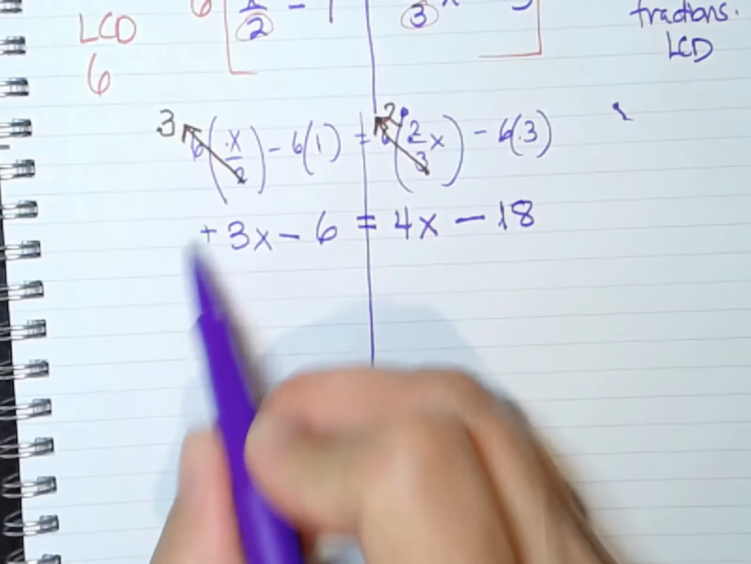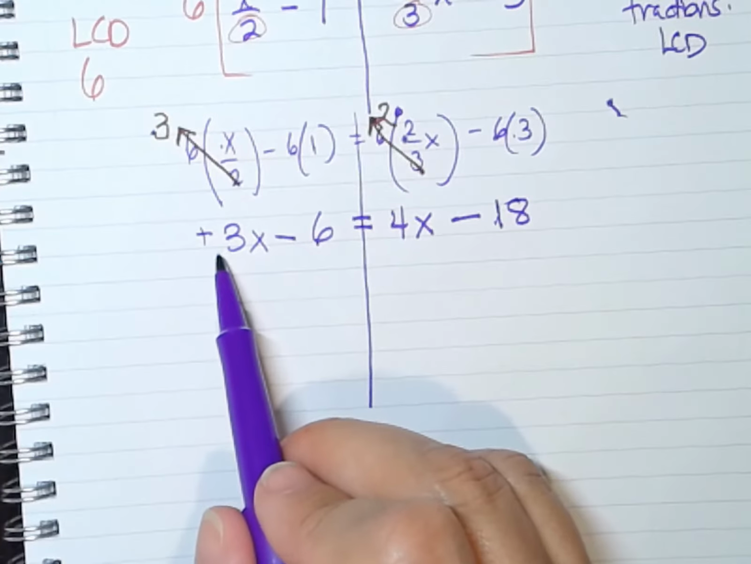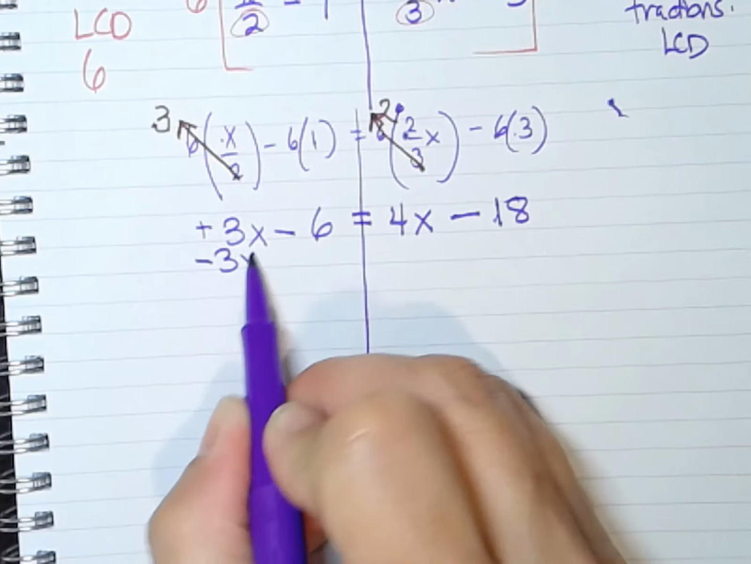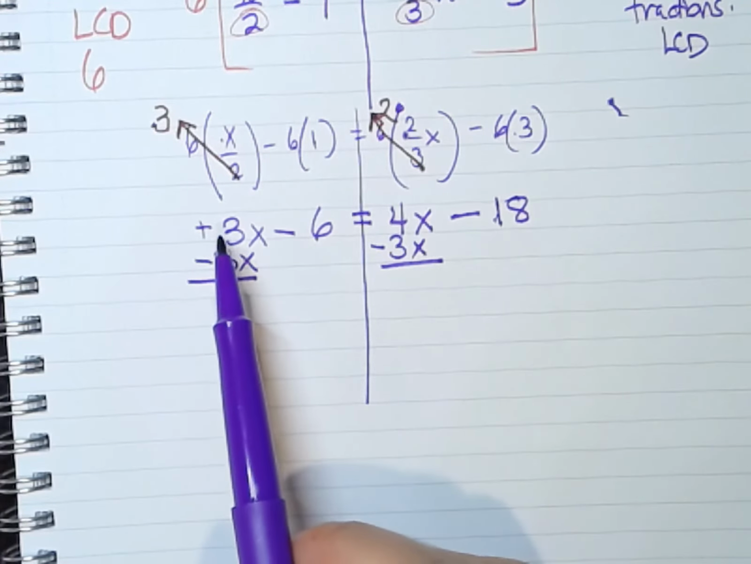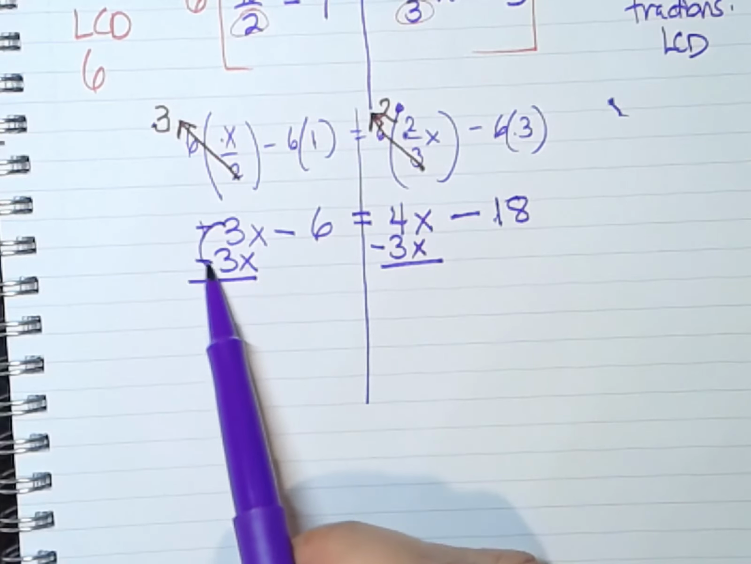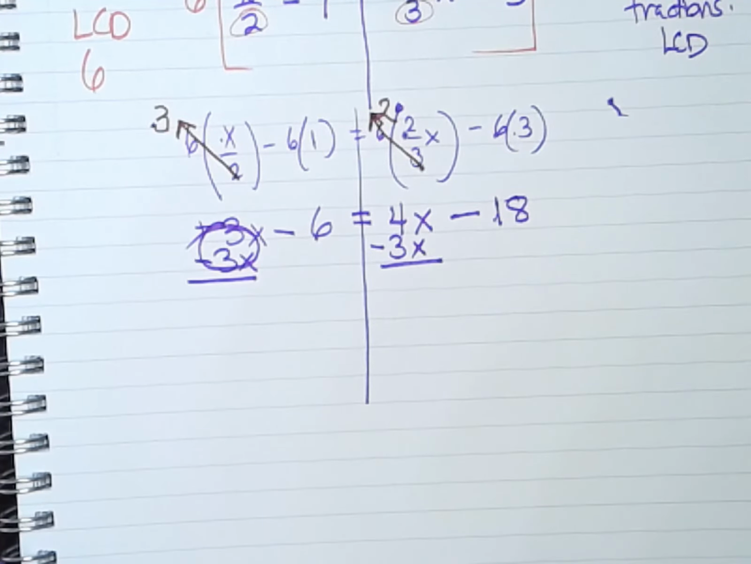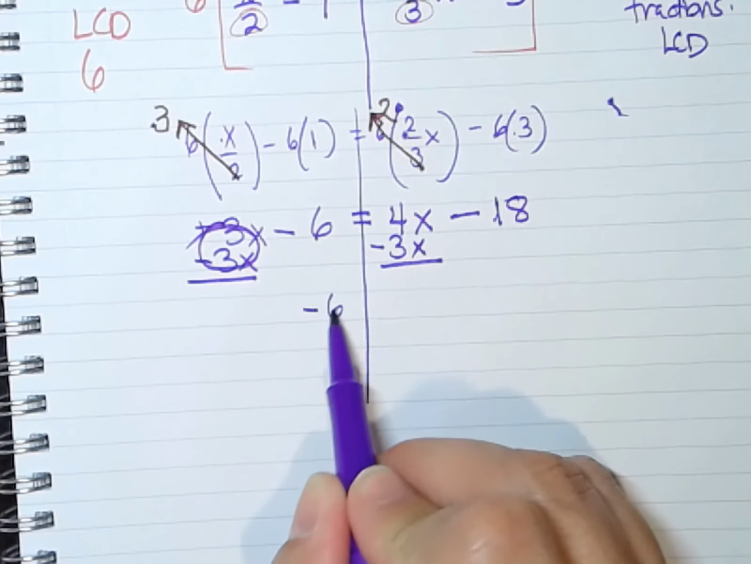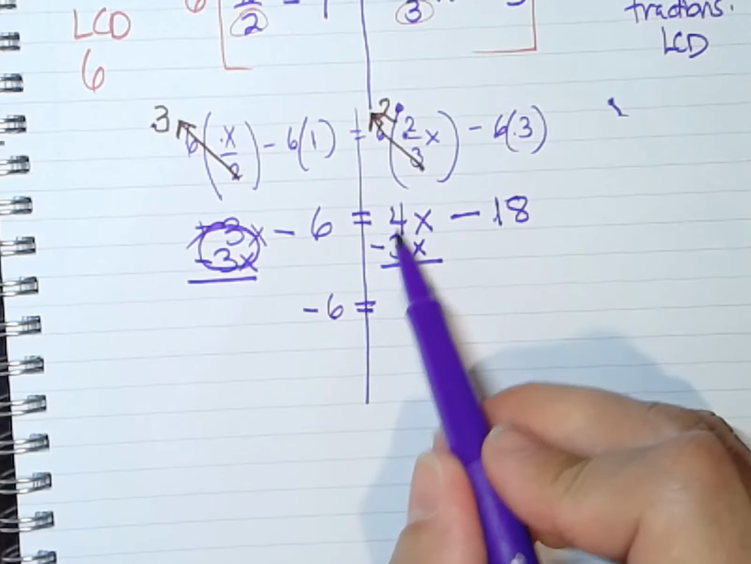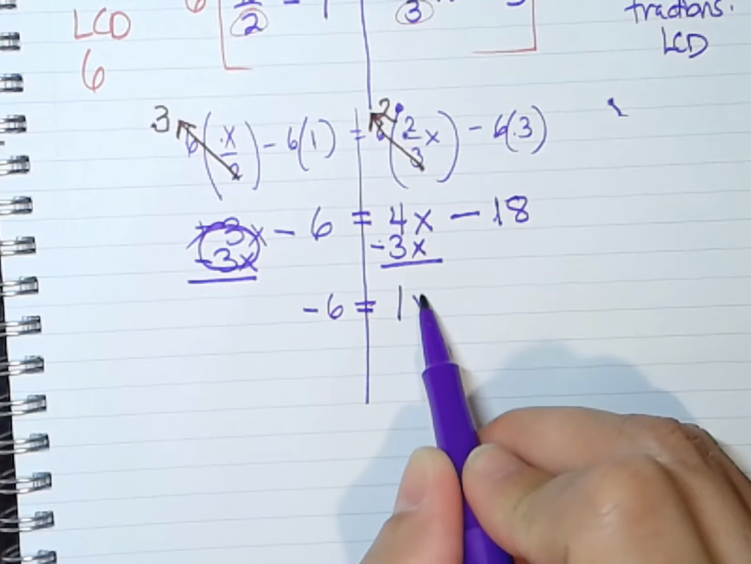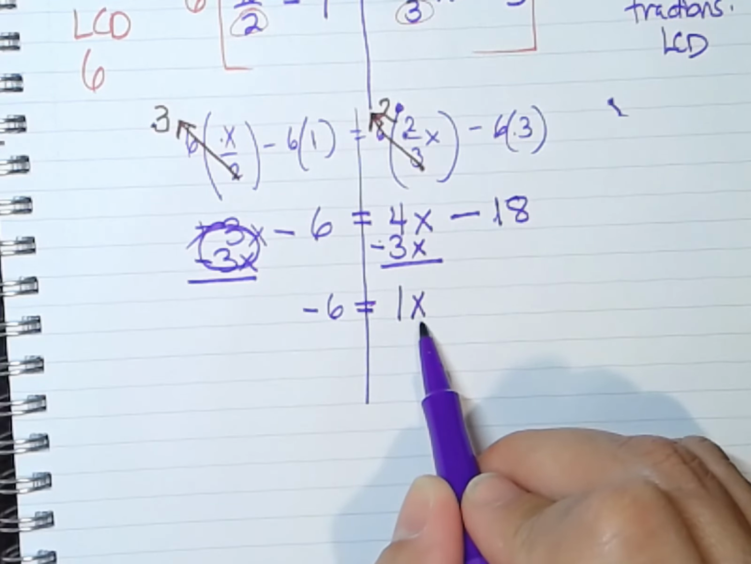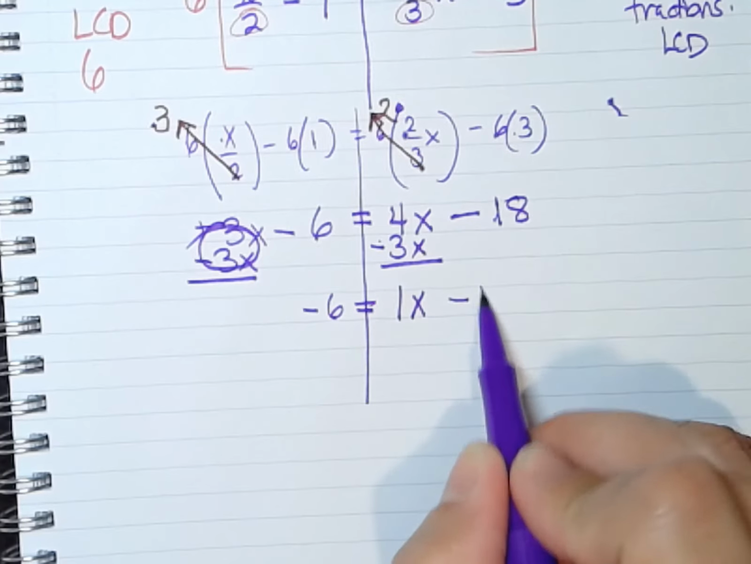Since this is positive, to move him, I have to do his inverse, which is subtract him. So I will subtract the 3x from both sides. This says 3x minus 3x, which makes a 0. And so all I have left on this side now is negative 6. And then this is just regular subtraction, 4 minus 3, and 4 minus 3 is 1. So that's going to leave me 1x right there. And then I didn't mess with this 18, so I just write minus 18.